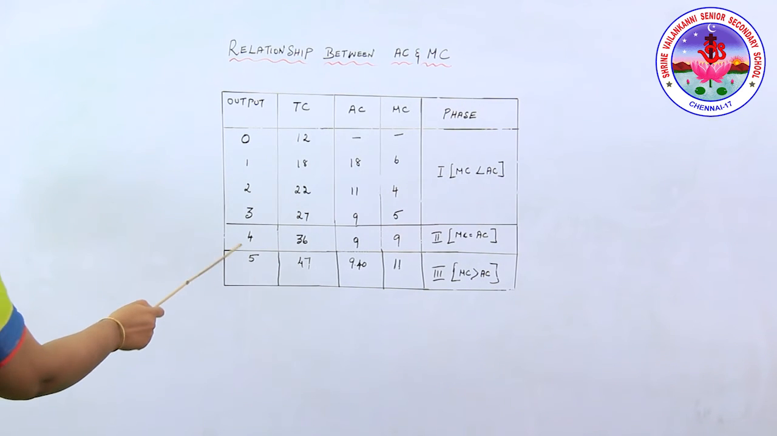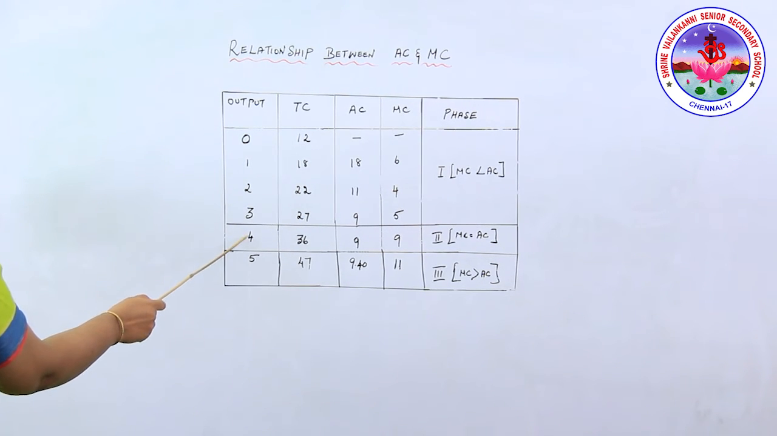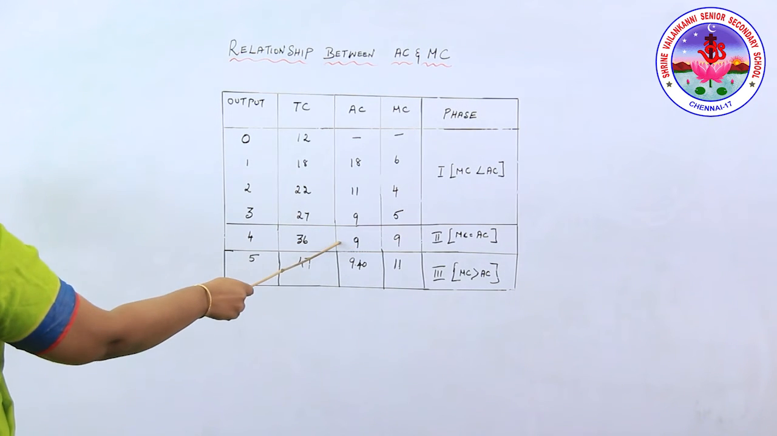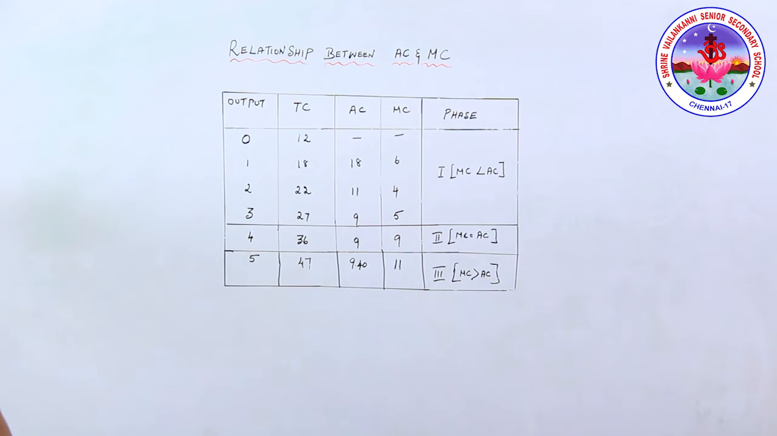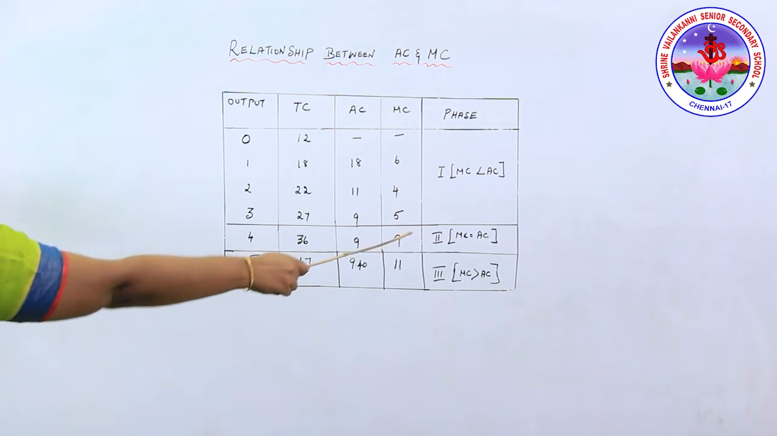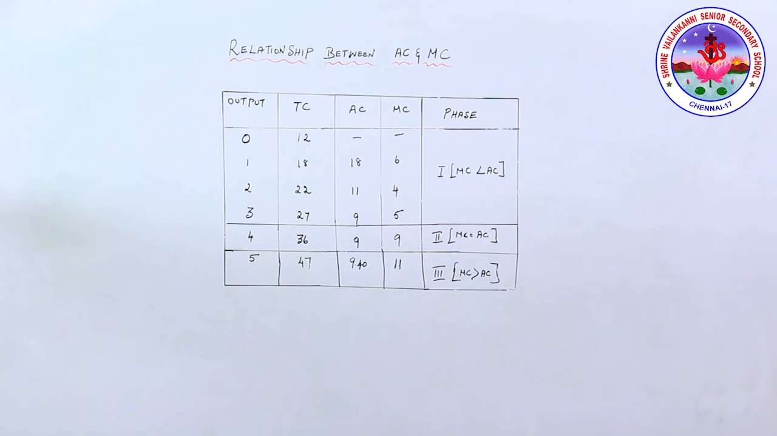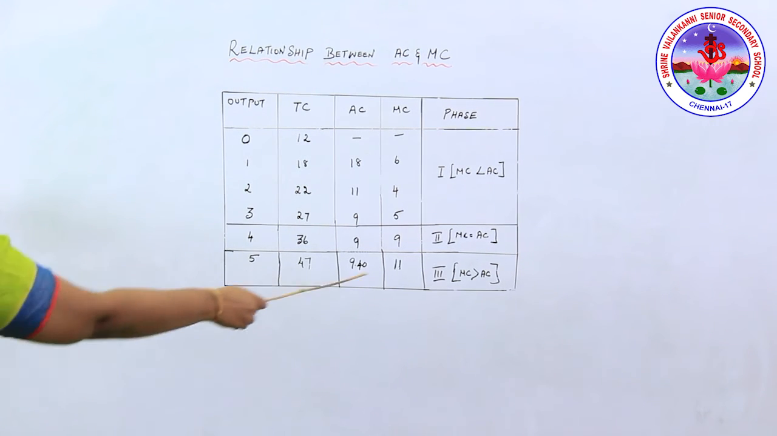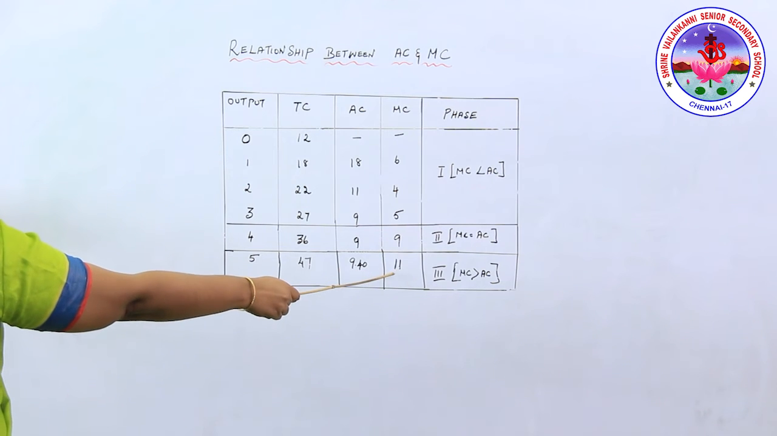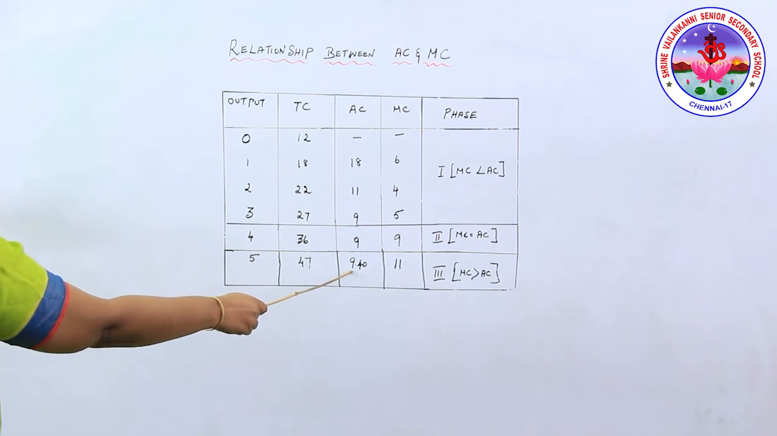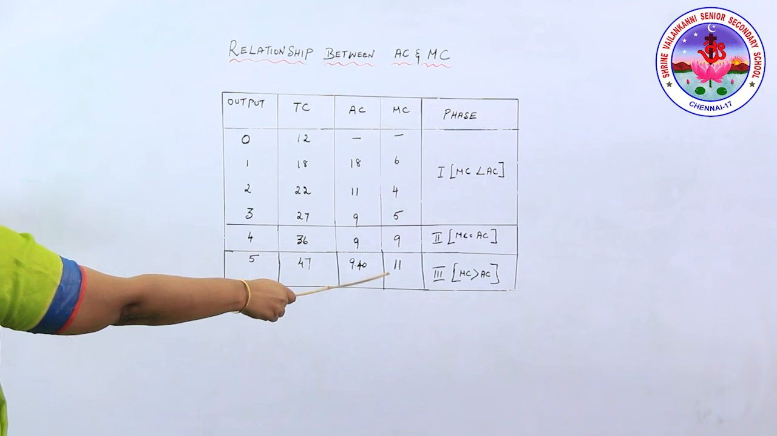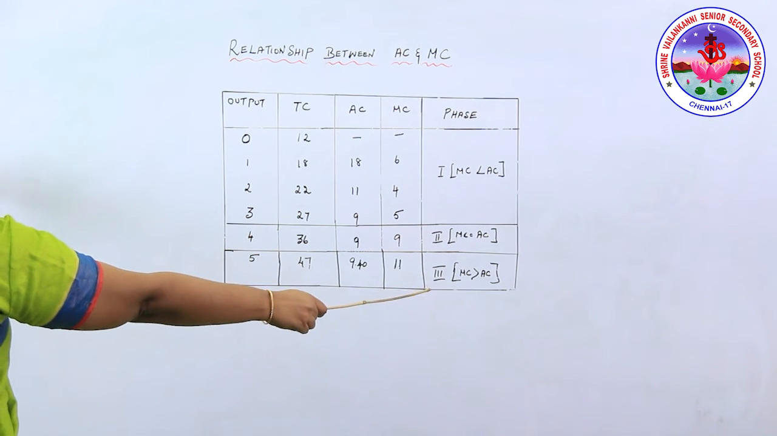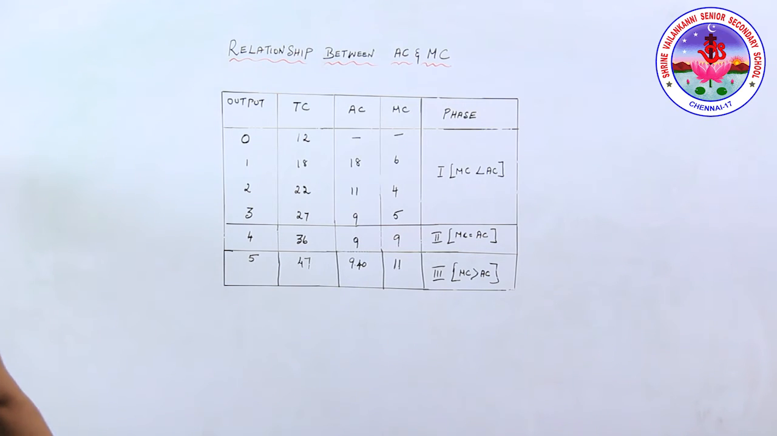Now look at the next one, output 4. Just look at the marginal cost. Both average cost and marginal cost are equal. In the second phase, MC equals AC. In the last, that is output 5, look at the average cost as well as the marginal cost. Average cost is 9.40 and marginal cost is 11. So in the third phase, marginal cost is greater than AC.